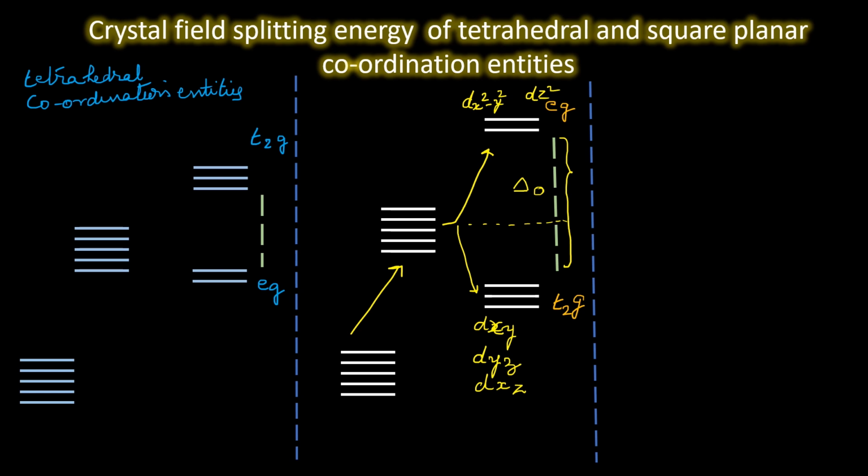In tetrahedral coordination entities, there are 4 ligands. The pattern of splitting is reversed in this case. dxy, dyz and dxz are at higher energy level, and dx square minus y square and dz square are at lower energy level. There are 2 lines here. These are the 2 orbitals. There are 3 lines here. These are the 3 orbitals.